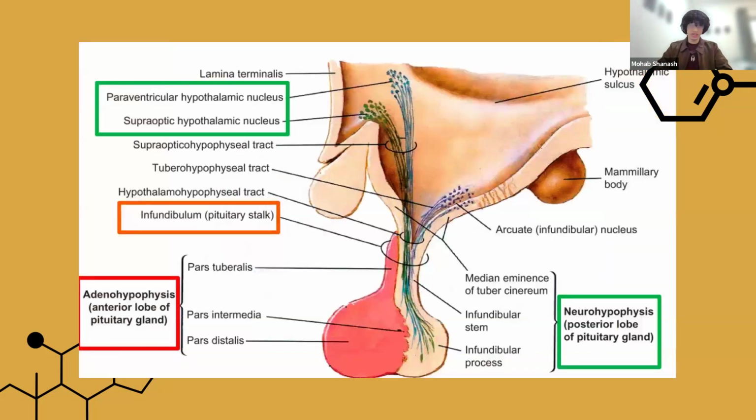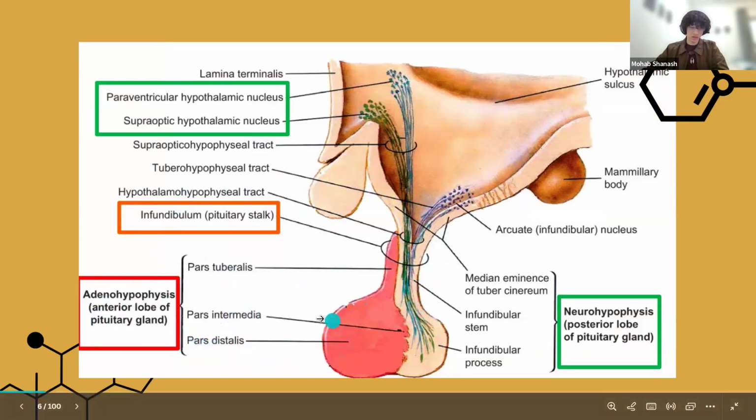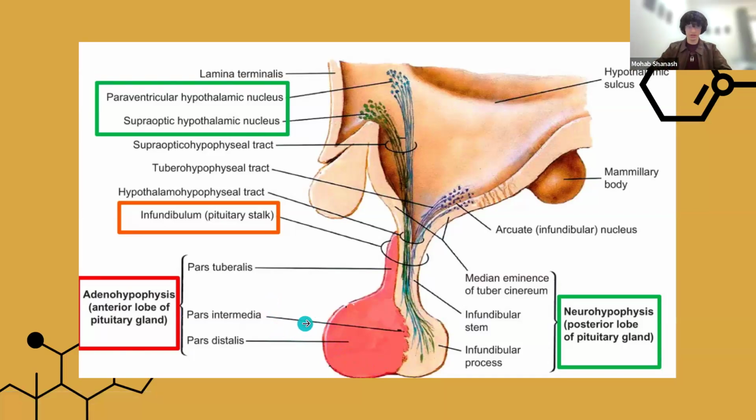Now, here is a more detailed figure from what I've already talked about. So your anterior pituitary, you have your pars tuberalis close to your tube, pars intermedia, your pars distalis because it is distal. Now, your pars distalis is where all your hormones get secreted. It also has another name, your anterior lobe as a whole.